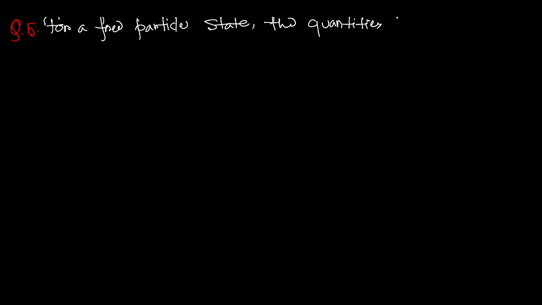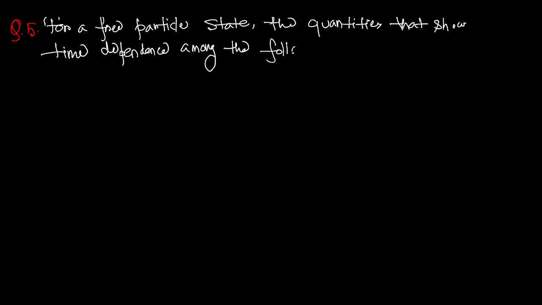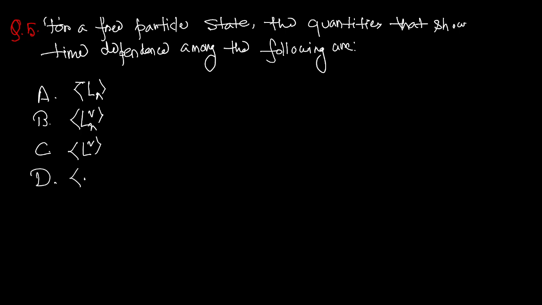For a free particle state, the quantities that show time dependence among the following are: A, Lx; B, Lx square; C, L square; D, px. Now, there is a hint.